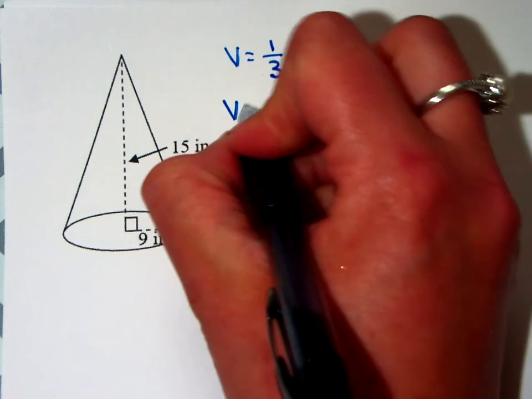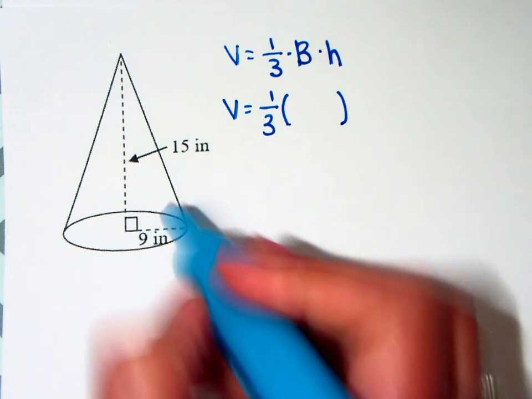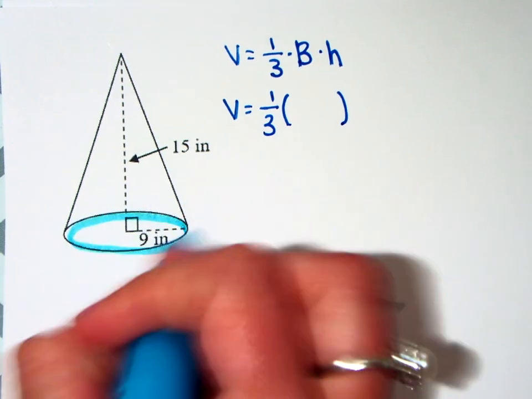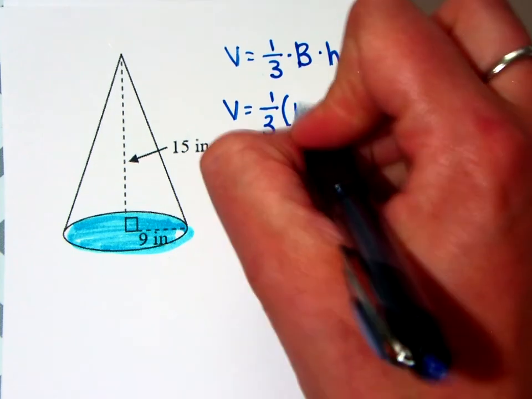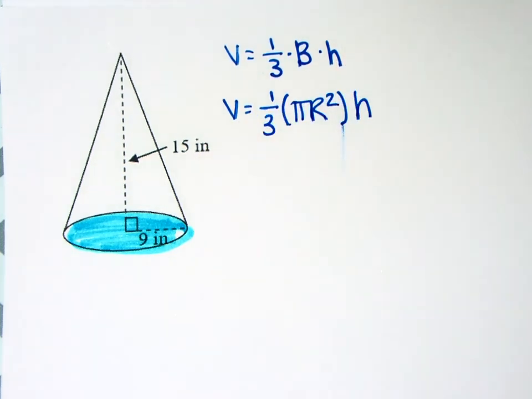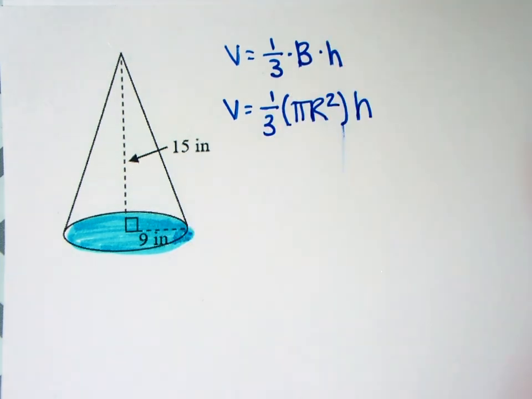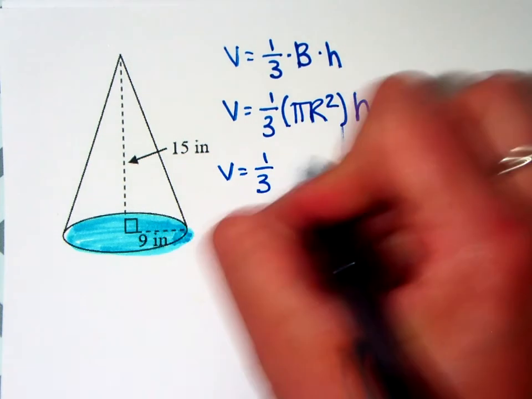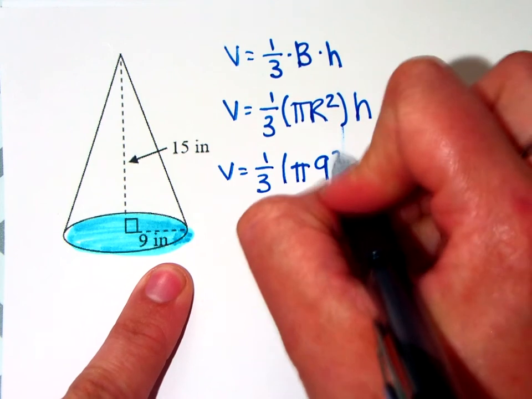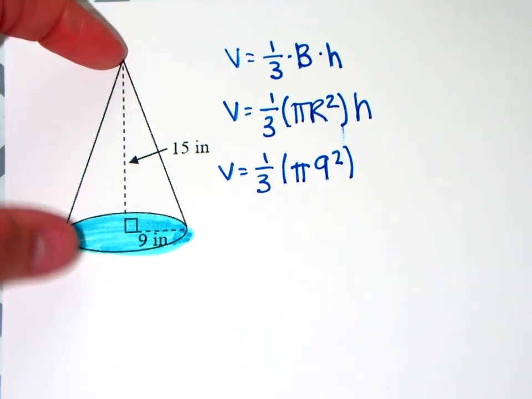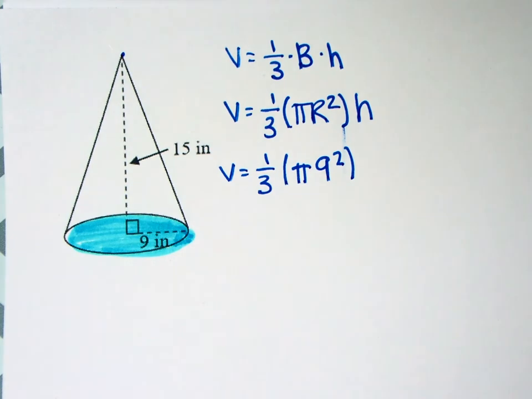So let's substitute in. The volume is 1/3. In a cone, my base shape is a circle. So when I substitute in my area of the base formula, I'm going to put pi r squared in that formula because my base is a circle. Then we substitute even further: 1/3 pi. My radius goes from the center to a point on the circle, so 9 squared. And my height is the distance from this pointed piece straight down to the center of the circle, which in this case is 15 inches.